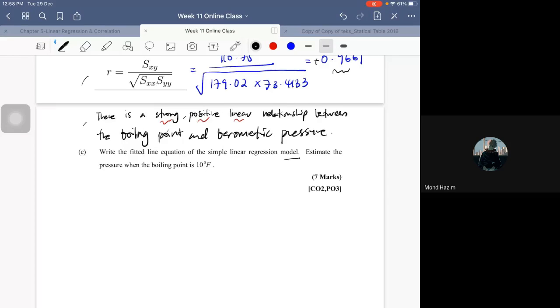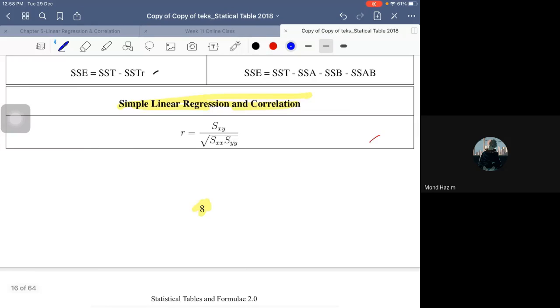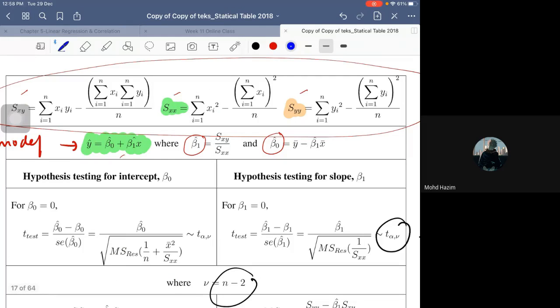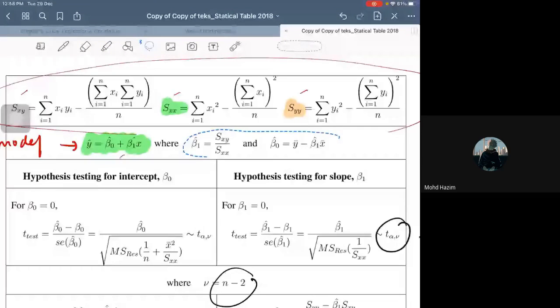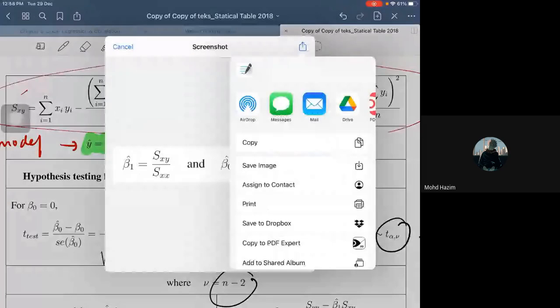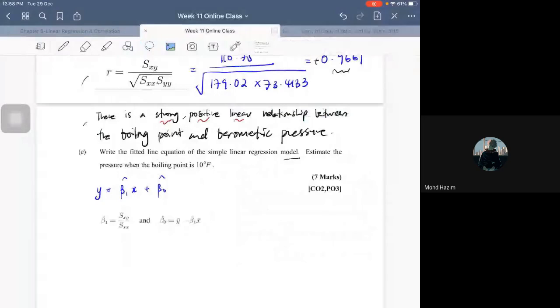So in our model, as I mentioned to you before, the model is going to be given by this. You can have y equal beta 1 x plus beta naught. So that is going to be our equation. That is actually y equal mx plus c. So m is being replaced by beta 1, c is being replaced by beta naught. And of course, each of the components, beta 1 and beta naught, is going to have a different formula. So let's copy this formula. Okay, so that is going to be the formula.